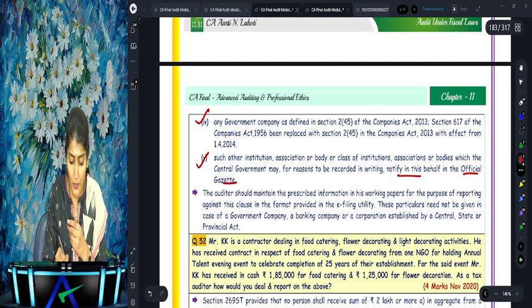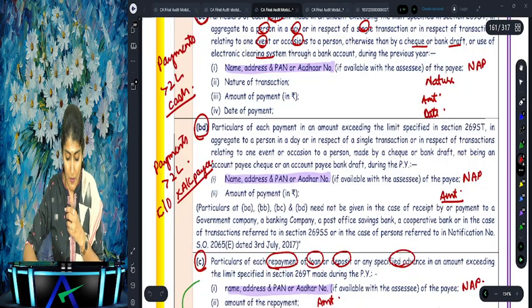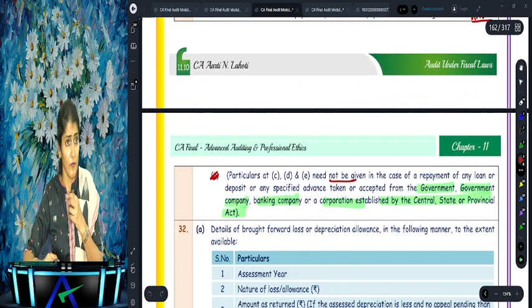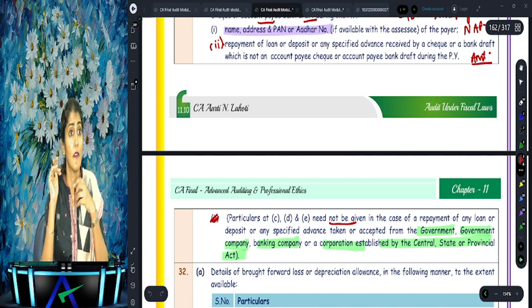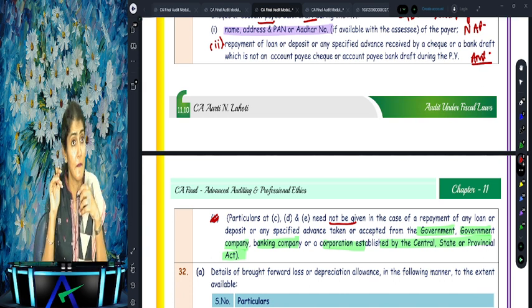Are you able to follow this, everyone? Not applicable, right? So not applicable. Yes. 31? Yeah, 2 lakh.